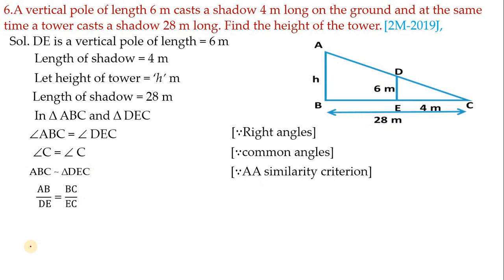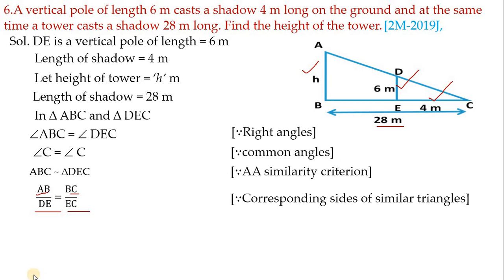Now let us substitute the values, children. AB, look at the figure. AB we don't know, that value I have taken as h, so write h in that place. DE value here is 6. BC value is 28. And EC value is 4. Now substitute all these values. And I have given a proper reason: corresponding sides of similar triangles.